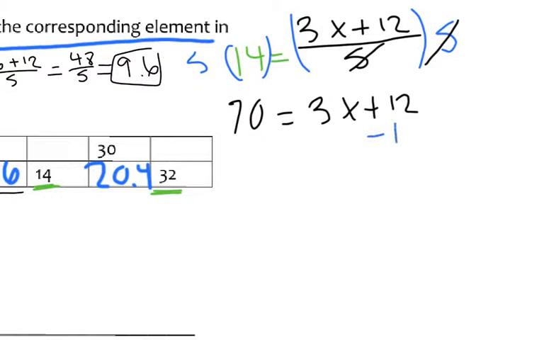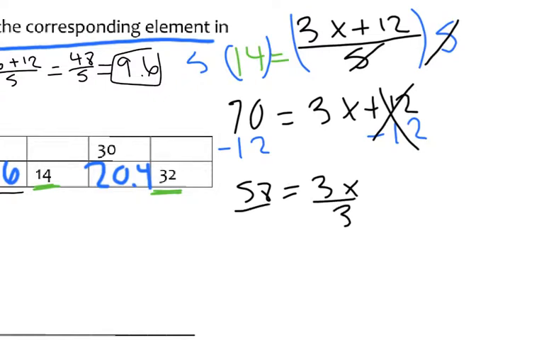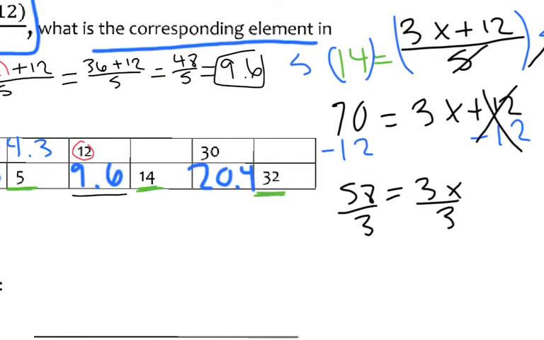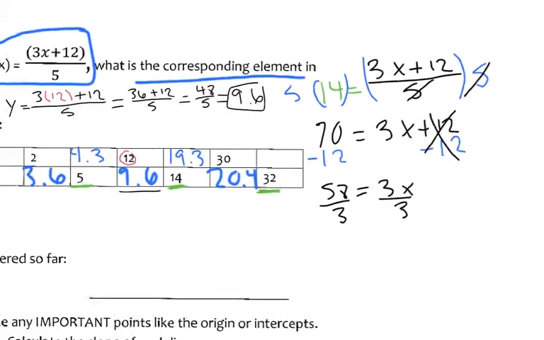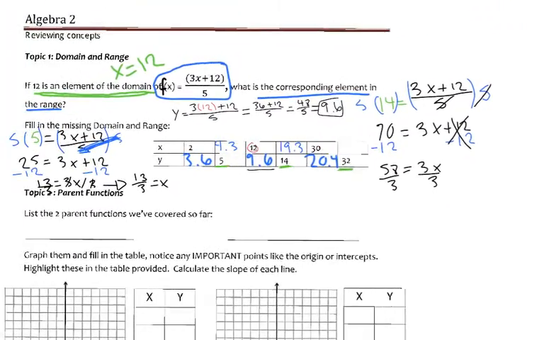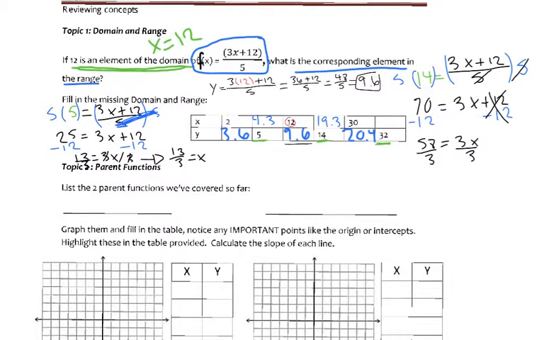Then I again have to subtract 12. And then 70 minus 12 is 58. 58 equals 3x because these canceled out. And then I divide by 3. 58 over 3 is 19.333. So that's how you find the domain given the range.